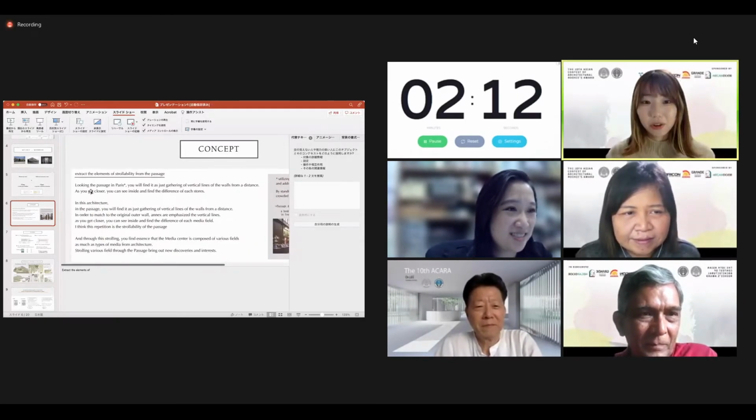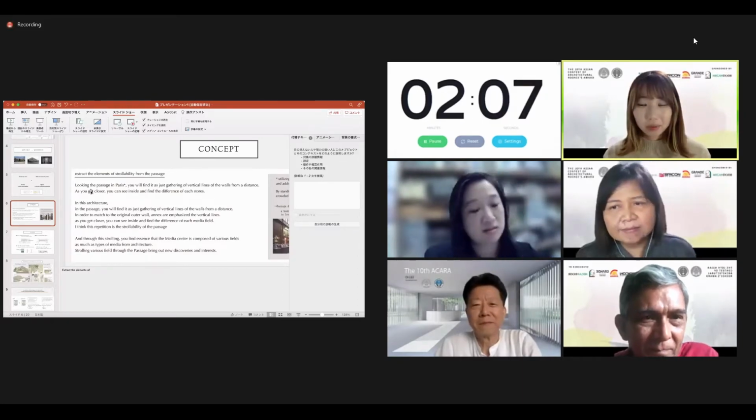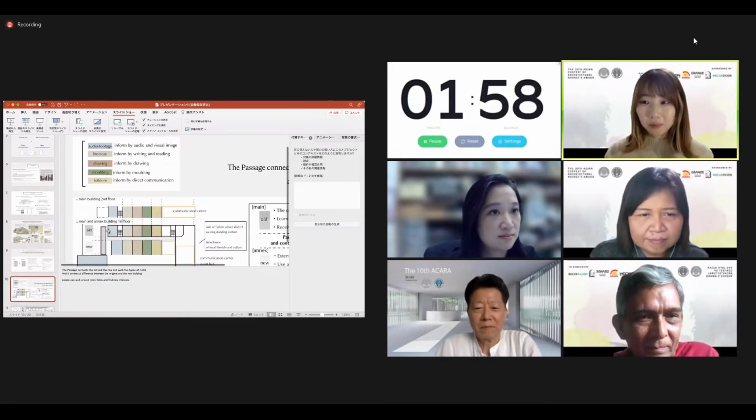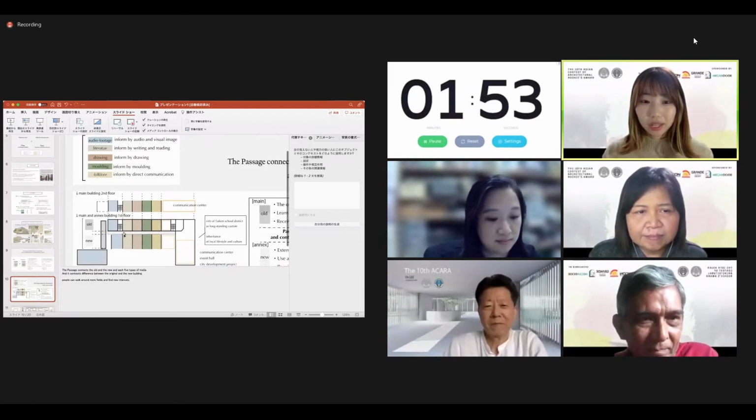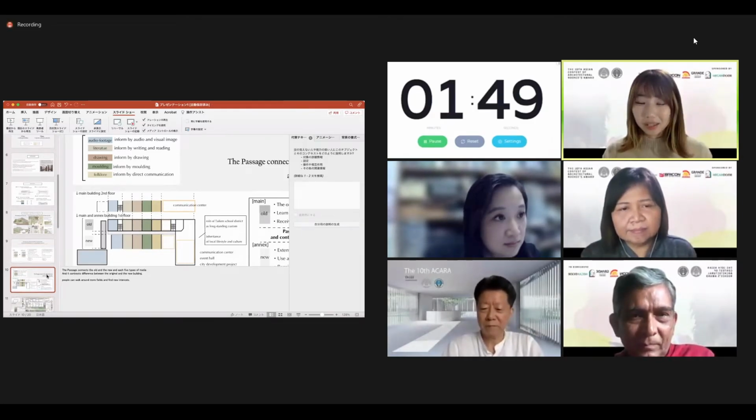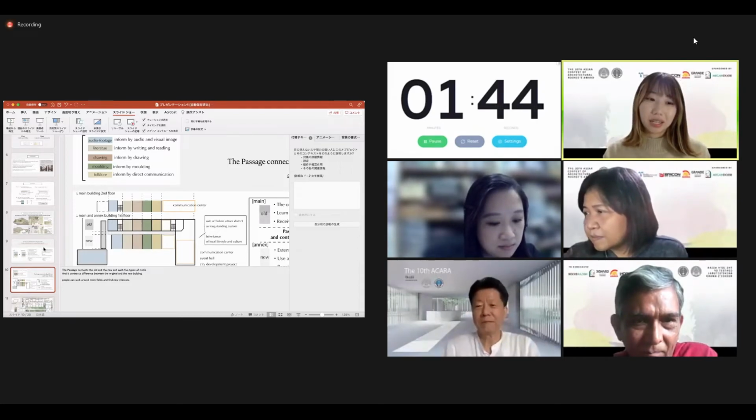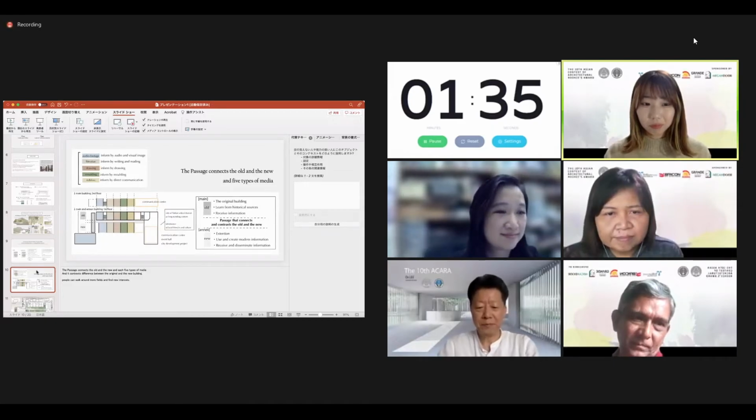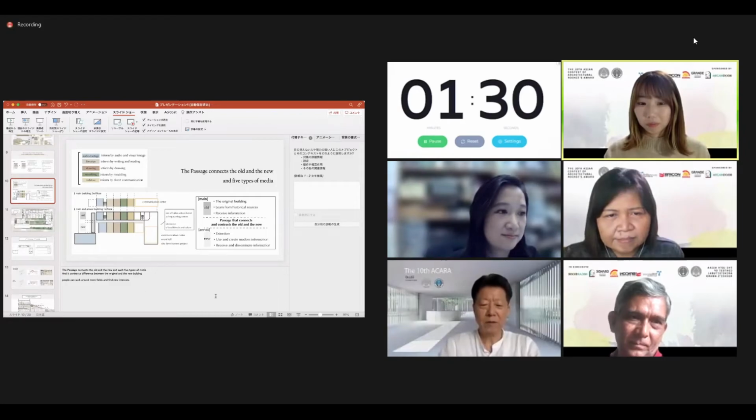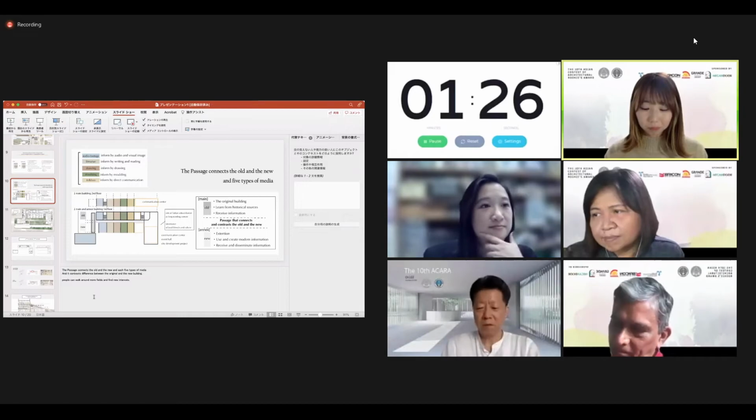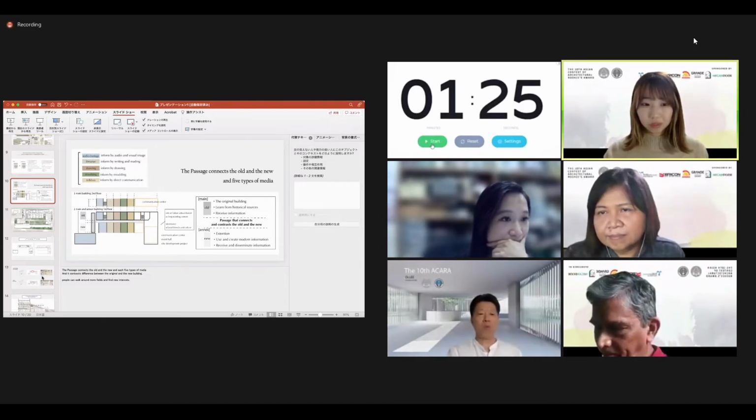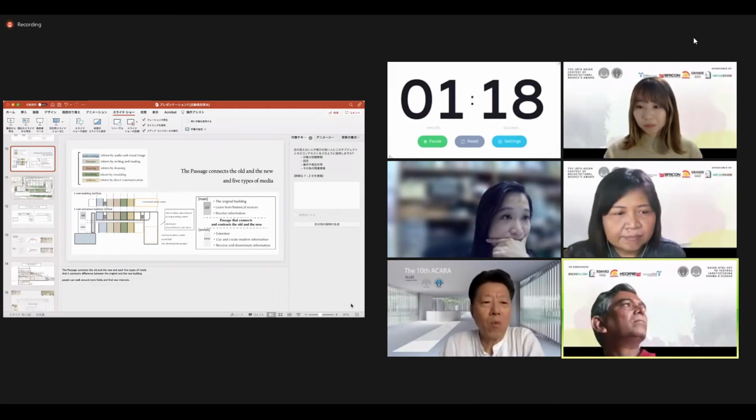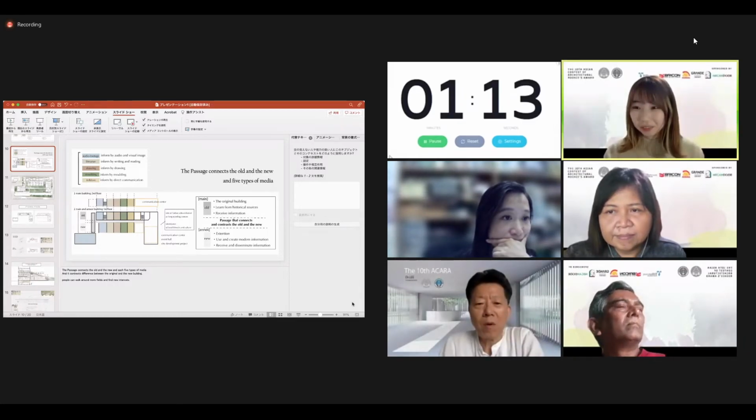I think the storability of the passage is important for the media center, because the media center has many fields of media, and because of this, passengers can enjoy walking. Sorry, what was the question?